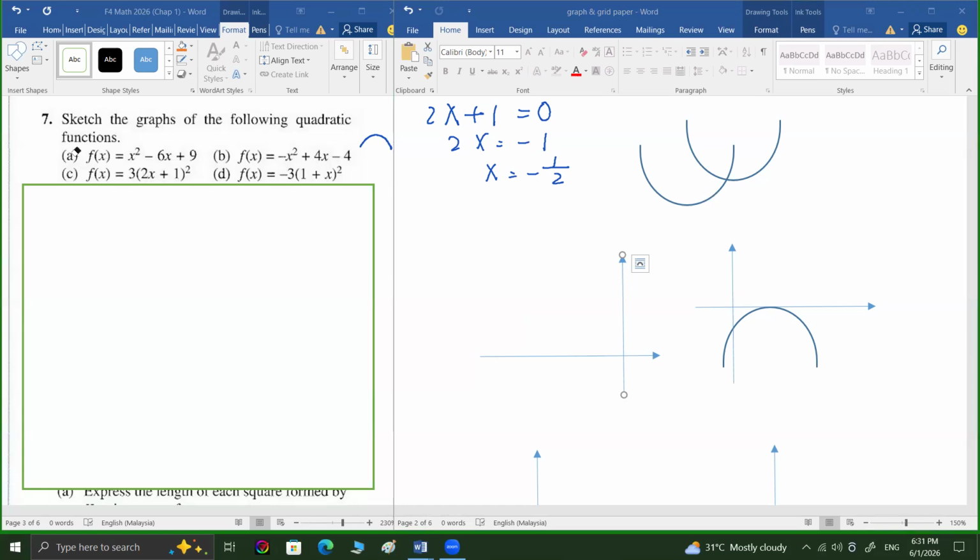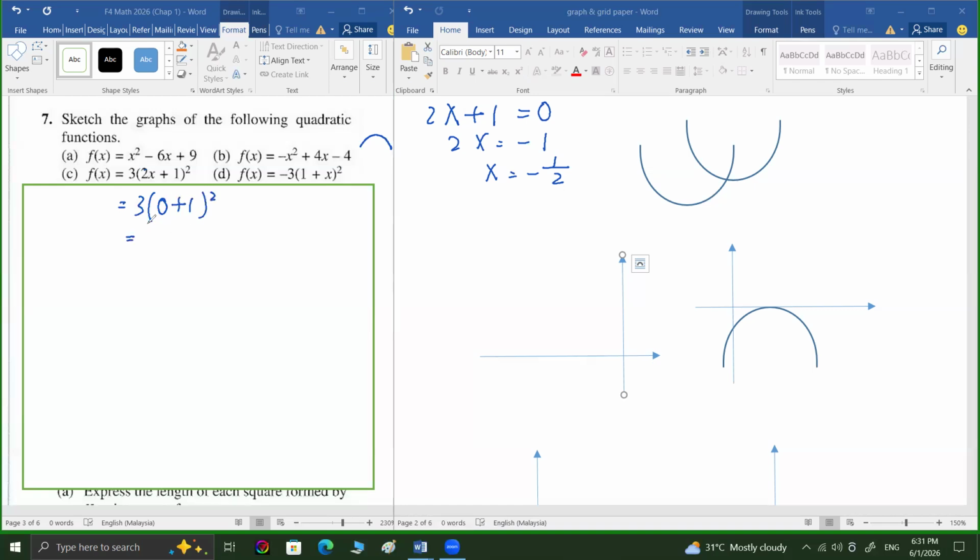Okay, you look at the first one, A. Just how I said, what is the y-intercept for A? Class, look at A again. 9, right? 9. When x is 0, you see? 0 minus 0 plus 9. So always remember, x-intercept, y is 0. Y-intercept, x is 0. 2 times 0, 0.